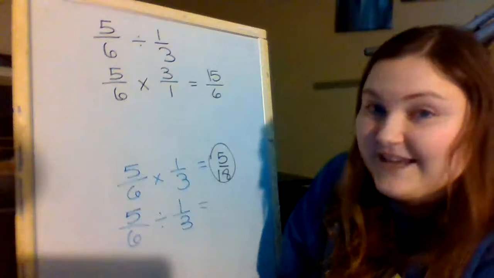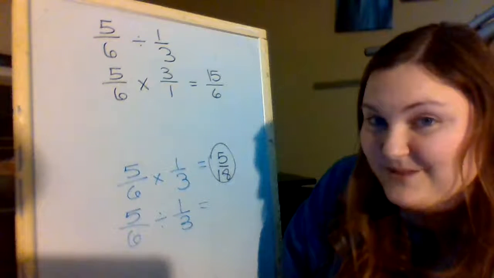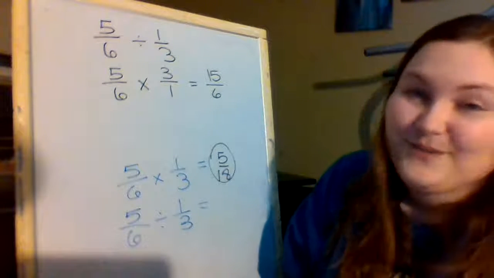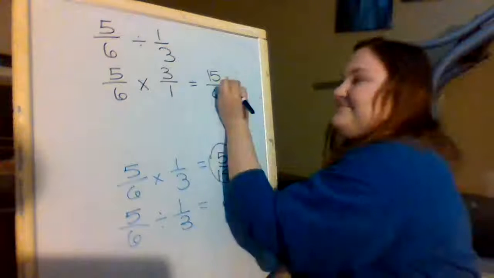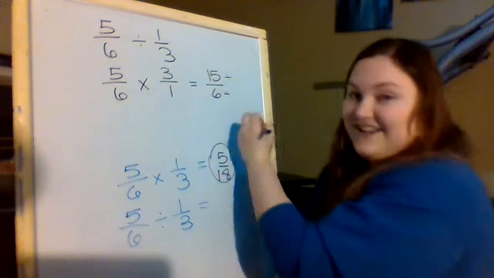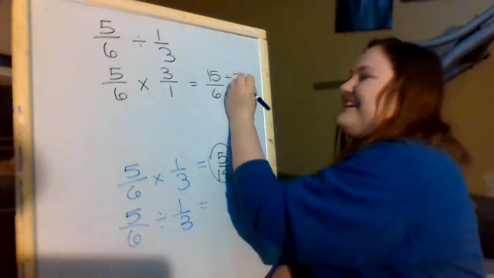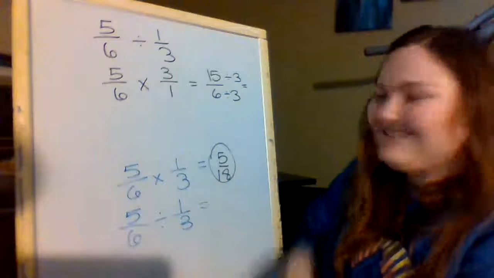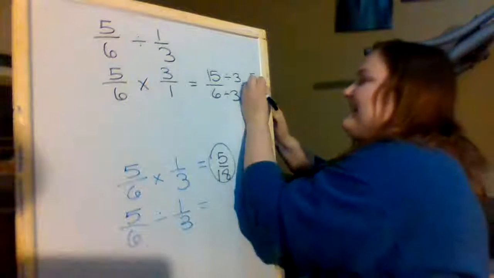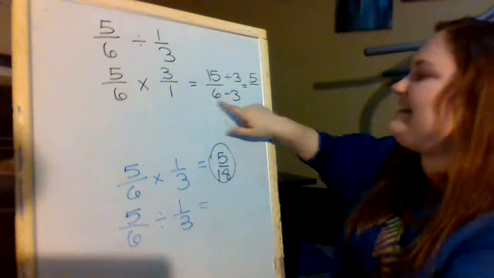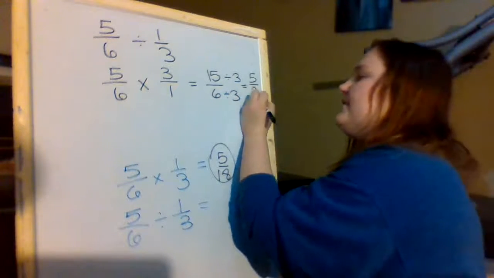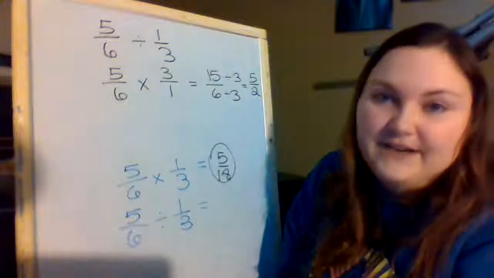I noticed looking at that fraction that we can simplify that one too. What can we divide by? Are you saying 3? If you divide by 3, 15 divided by 3 is 5, and then 6 divided by 3 is 2. So that could be our final answer.